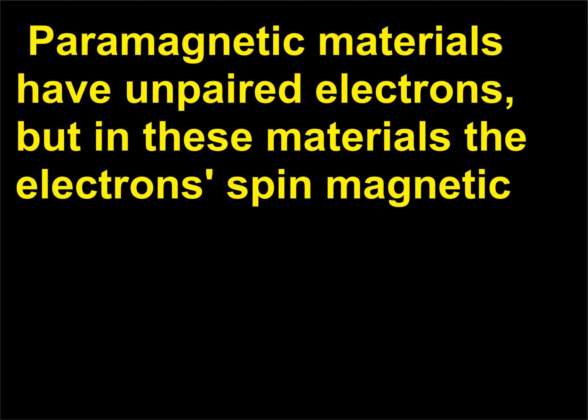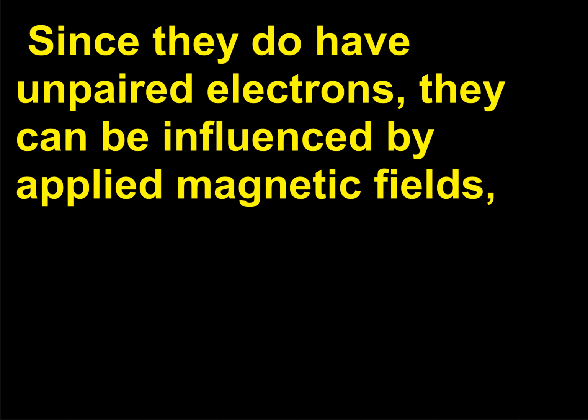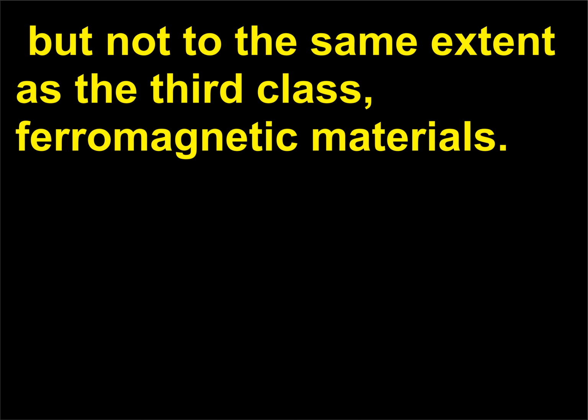Paramagnetic materials have unpaired electrons, but in these materials the electrons' spin magnetic moments cannot all be lined up in the same direction, which means that they cannot be strongly magnetic. Since they do have unpaired electrons, they can be influenced by applied magnetic fields, but not to the same extent as the third class, ferromagnetic materials.